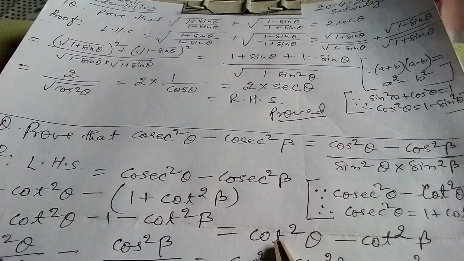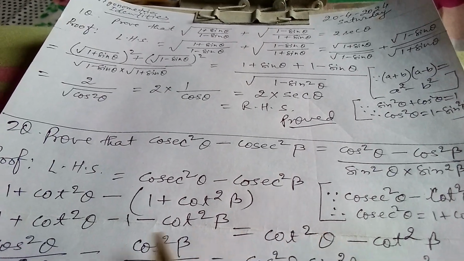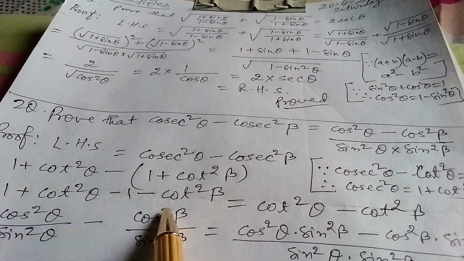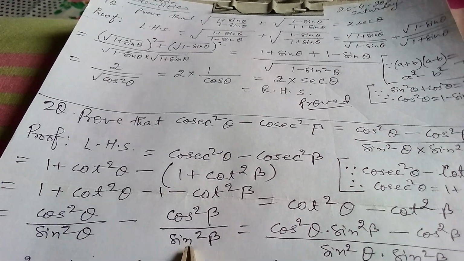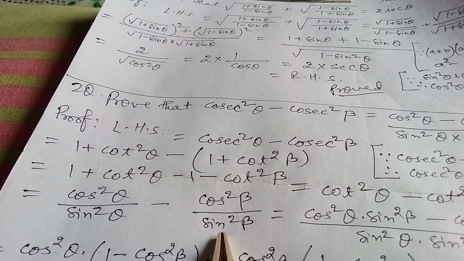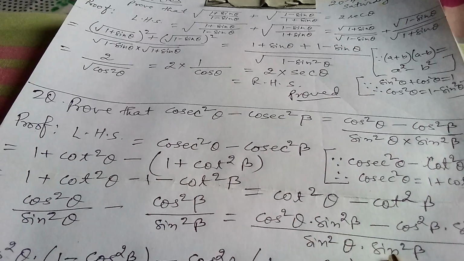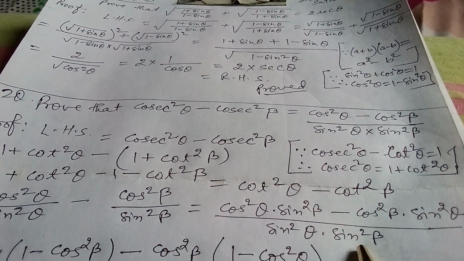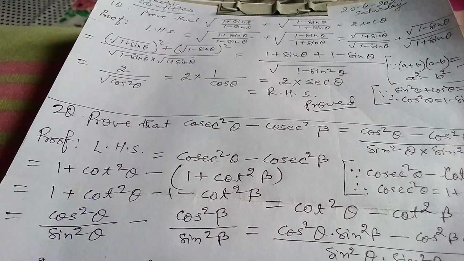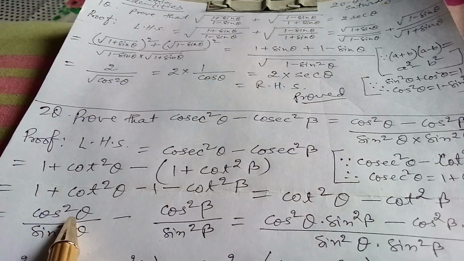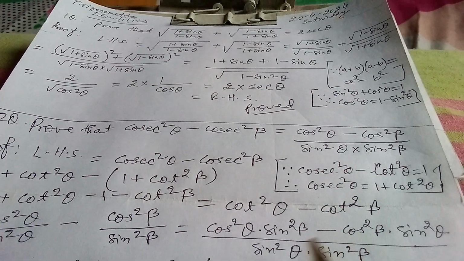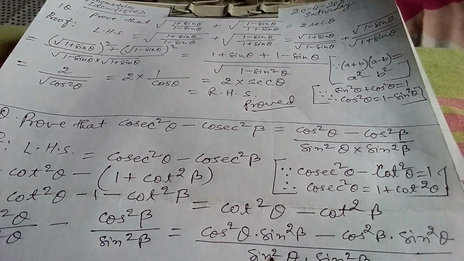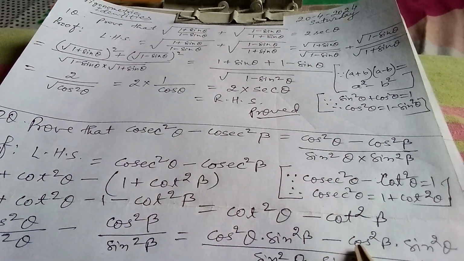And again you know cot theta equals cos theta by sin theta, so cot square theta equals cos square theta by sin square theta, and cot square beta equals cos square beta by sin square beta. Now again you will find the LCM. Here both are unlike terms, so its LCM is the product of these two terms. So we are getting the LCM sin square theta into sin square beta, and now this LCM is divided by sin square theta, then we get sin square beta, and it is multiplied with the numerator, so we get cos square theta into sin square beta, minus, again this LCM is divided by sin square beta, and we get here sin square theta, and it is multiplied with the numerator, that is cos square beta into sin square theta.